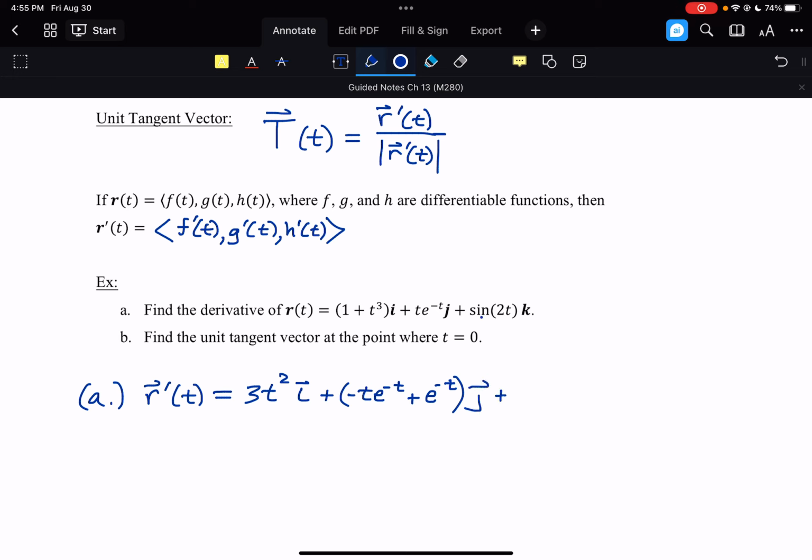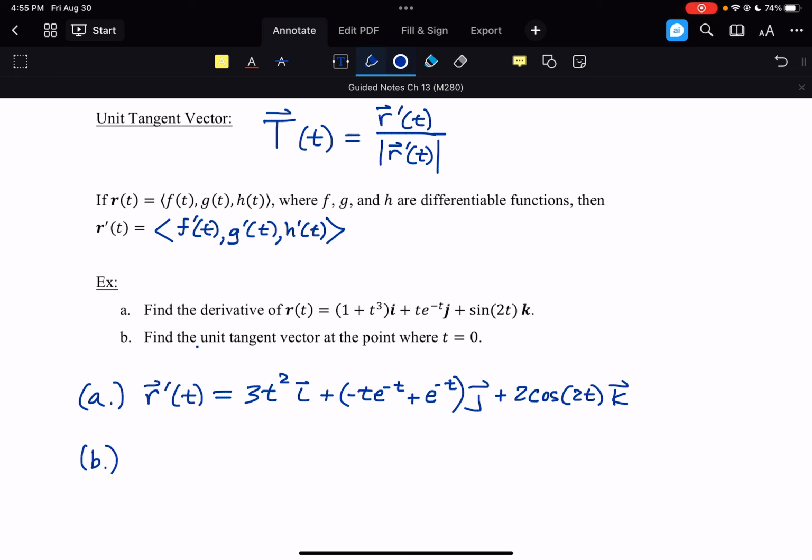Plus, the derivative of sine is cosine, and this is a 2t, so we have to employ the chain rule. That's going to get multiplied by 2. And then that's our k right there. So this is the derivative. Okay, so this is the tangent vector.